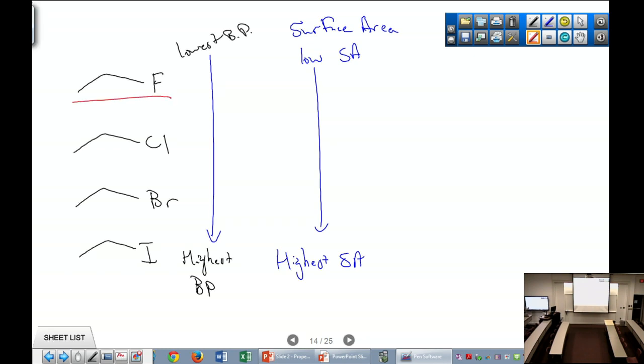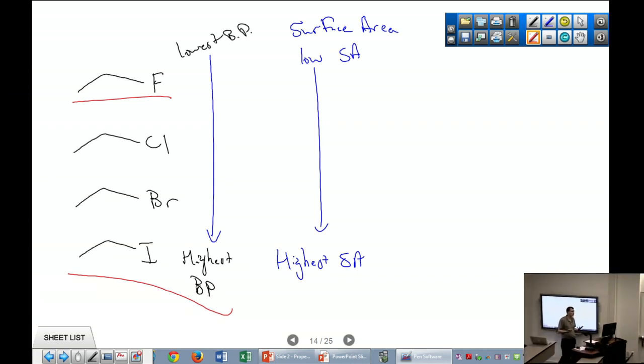And why is that? It's partly because of surface area. Fluorine is small. Iodide is huge in comparison. Iodide is really big, so there's more surface area for it to interact with other molecules to increase its van der Waals forces. So it interacts with more molecules and you get greater van der Waals interactions. Fluorine is really small, so you don't get as many van der Waals interactions.